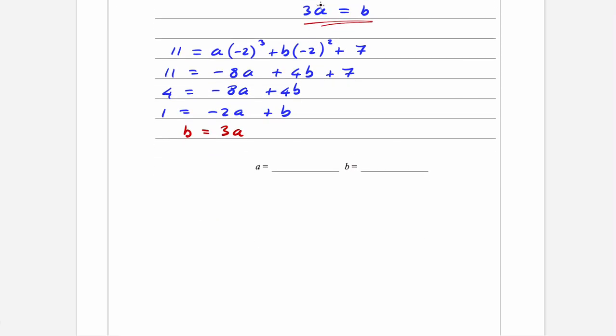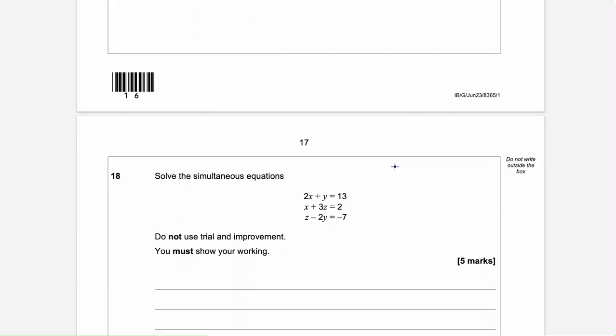So now I can say, I'm going to use some space down here, guys. I'm going to sub this 3a in here. So 1 equals -2a plus 3a, which means 1a equals 1. So a is equal to 1, and we know b is therefore equal to 3 times 1, which is 3. Okay, that is question 17.